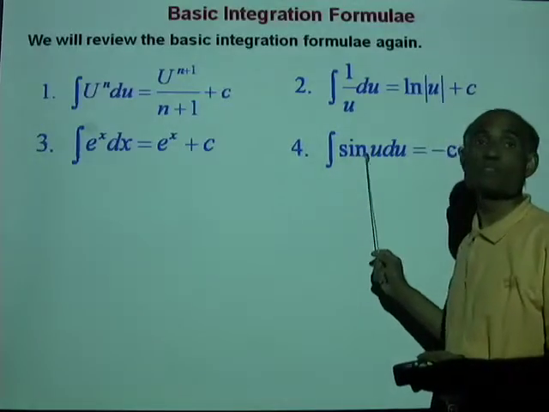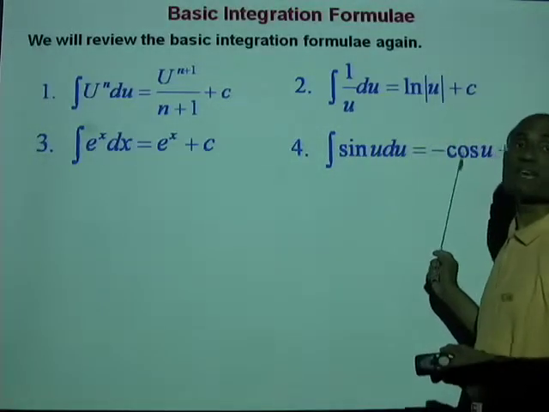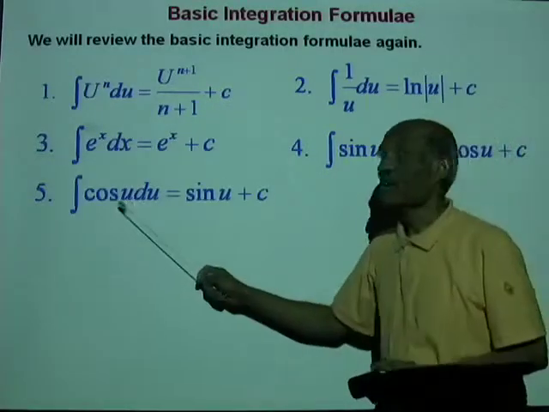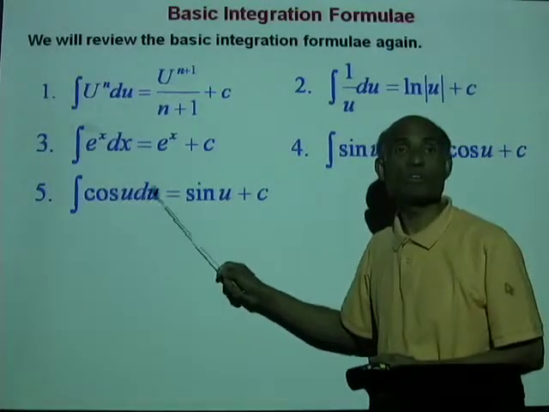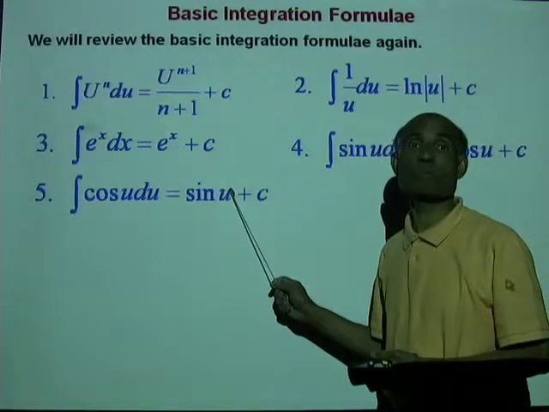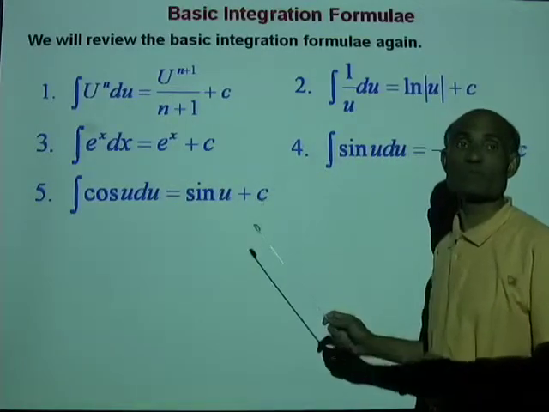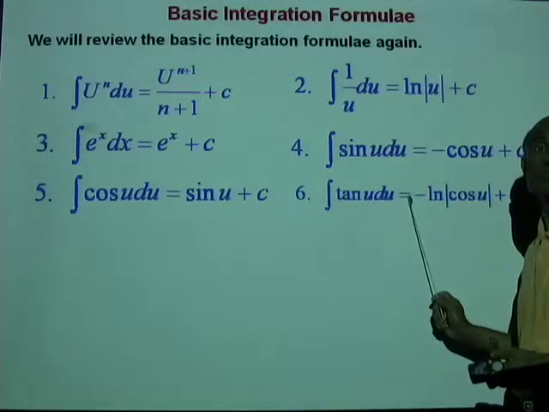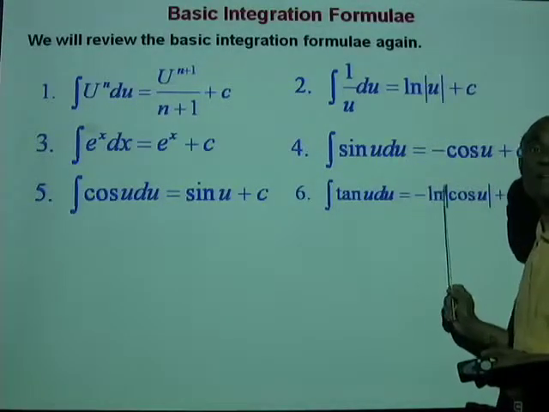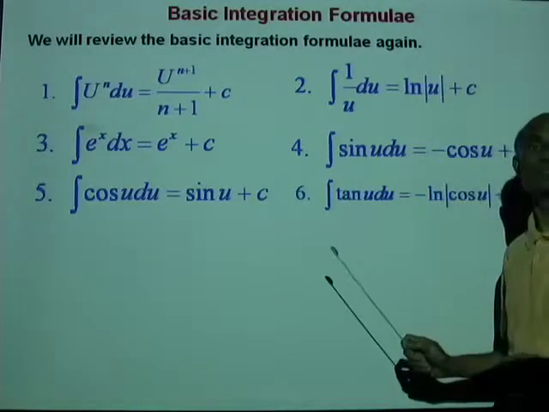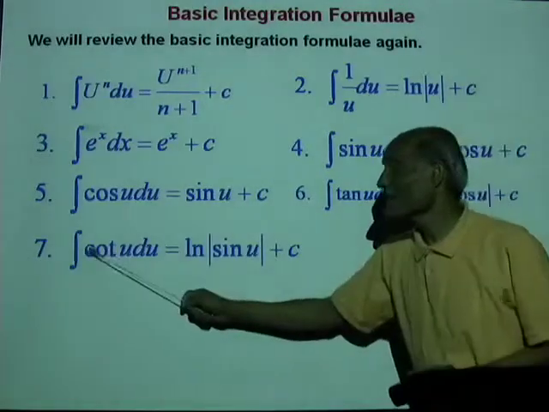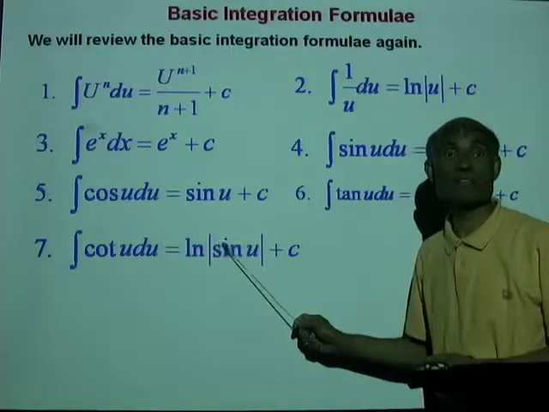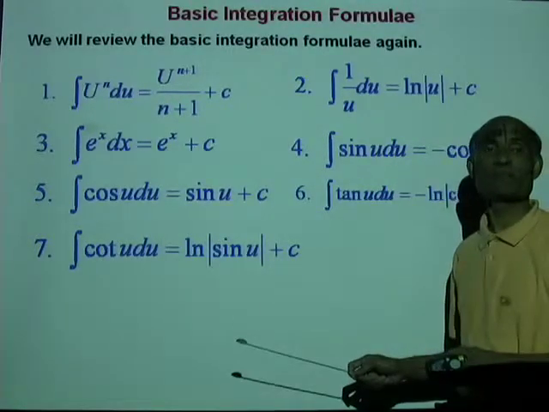Integral sine u du is negative cos u plus c. Integral cos u du is sine u plus c. Don't confuse these. Integral tan u du is negative ln cos u plus c. Integral cot u du is ln sine u plus c.